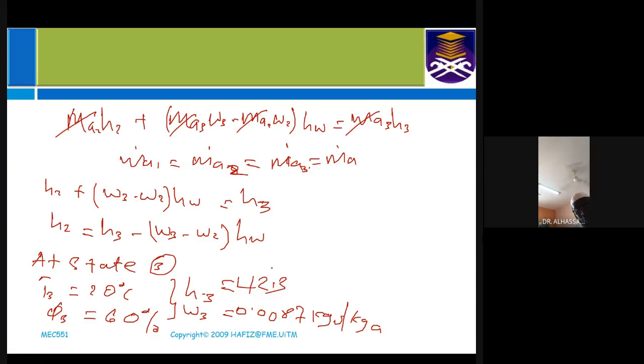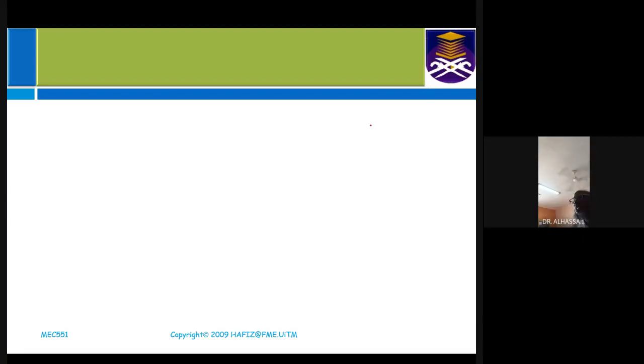Since the water, let's say, is saturated vapor, HW equals Hg at 100 degrees Celsius. And this gives me, carefully from the property table, 2675.6 kilojoules per kilogram. So if we know all these things, we can easily substitute into H2.